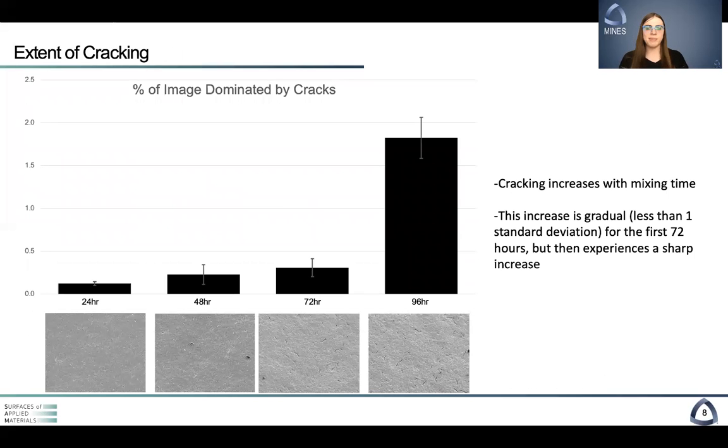We also, as I mentioned before, looked at the cracking. So we see a very gradual increase in cracking for the first 72 hours with a huge spike at 96 hours. So that seems to be about how long we can mix the ink before it really starts to degrade and crack, which is super useful information because we want our roughness as high as possible, which based on our previous data would imply that the 96-hour would be great. But all these cracks really reduce performance in a way that we do not want.